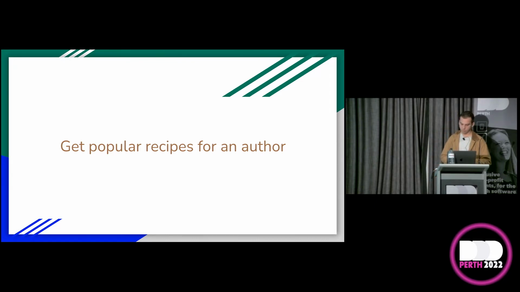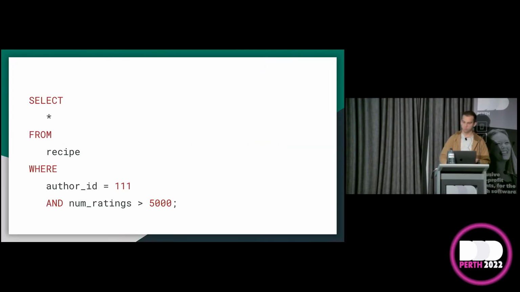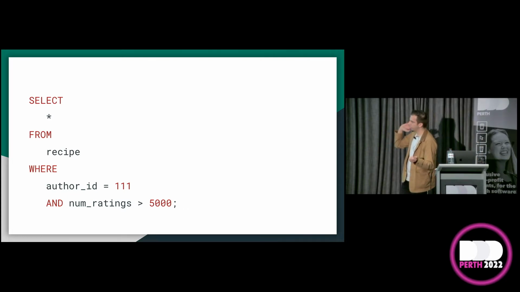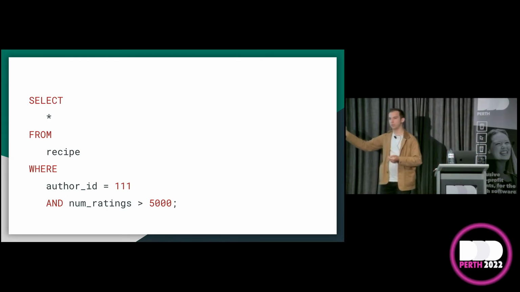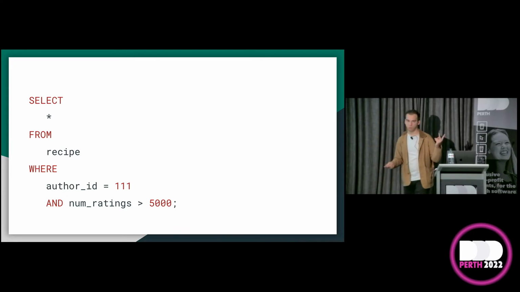So, more work. We want popular recipes for an author. Okay, kind of similar to before. We say author ID equals this, and num ratings greater than 5,000. Okay, it's a little bit different. Now, instead of two equalities, we have a range query.